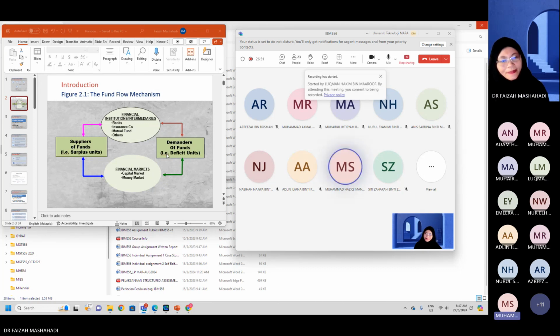So supposedly the supply of the funds is the surplus unit, right? The demander of the funds are the deficit units, and the surplus units are the supply of the funds.